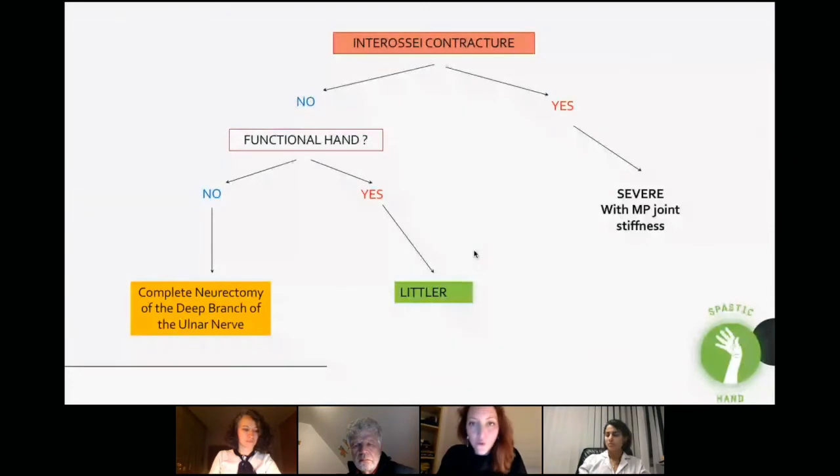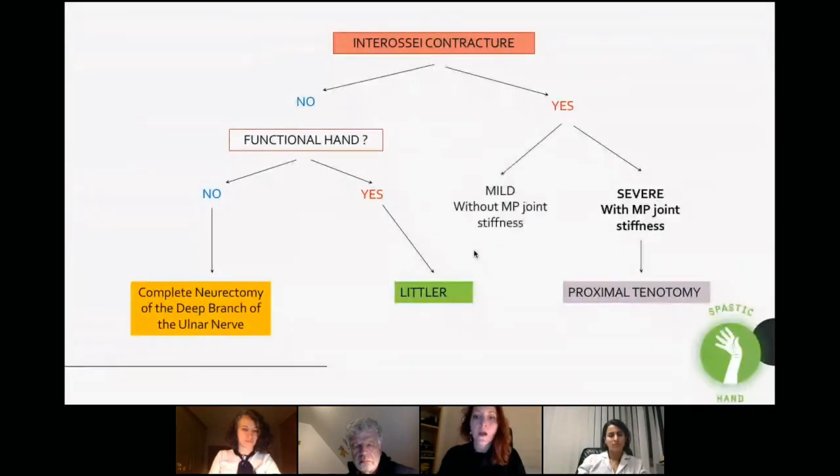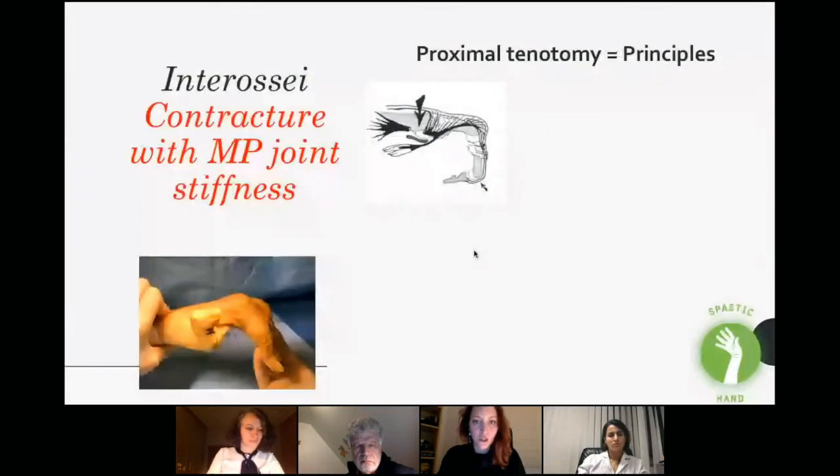In case of interossei contracture, if the contracture is severe with MP joint stiffness, we perform proximal tenotomy, and in case of mild contracture, we perform a Leclercq procedure.